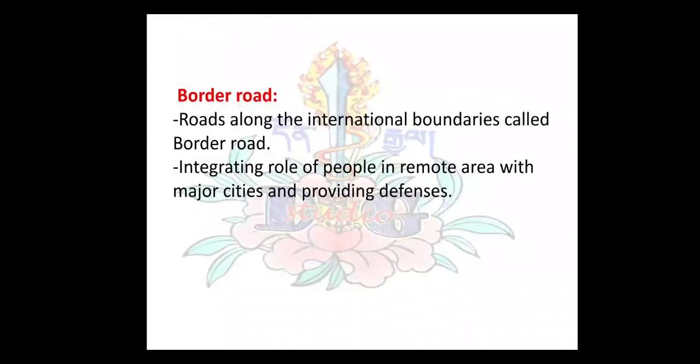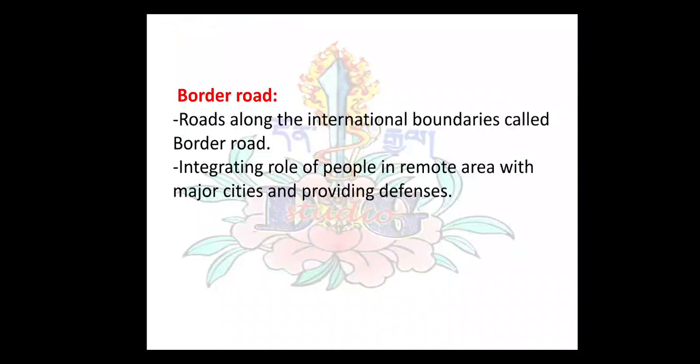So next, from roadways we are only going to discuss two things: highways, meaning of highways with some examples of highways, and then the next type of road that we are going to discuss is border road. So first we need to know the meaning of border road. Roads along the international boundaries are called border roads.